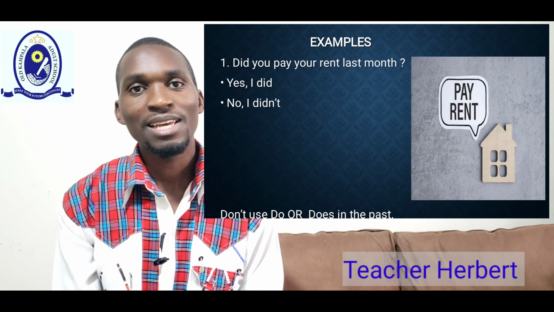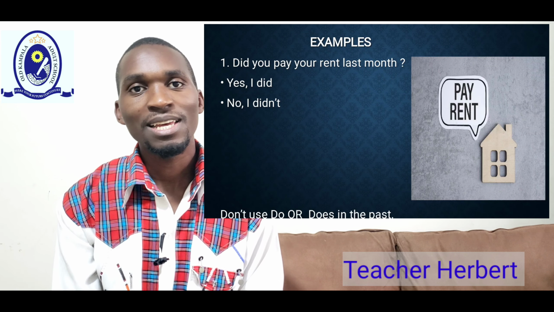For example, I can ask you another question: did you eat yesterday? Your answer would be, yes, I ate. Did you pay school fees last year? Your answer would be, yes, I paid, or no, I didn't pay. What you should know is that did can be used with all the pronouns: she, he, it, we, you, they. You can use did with all of them.